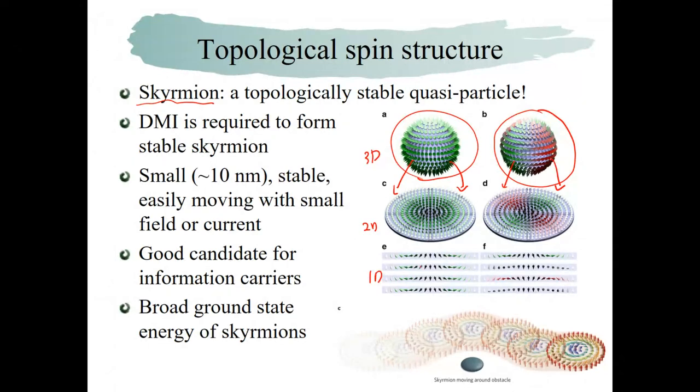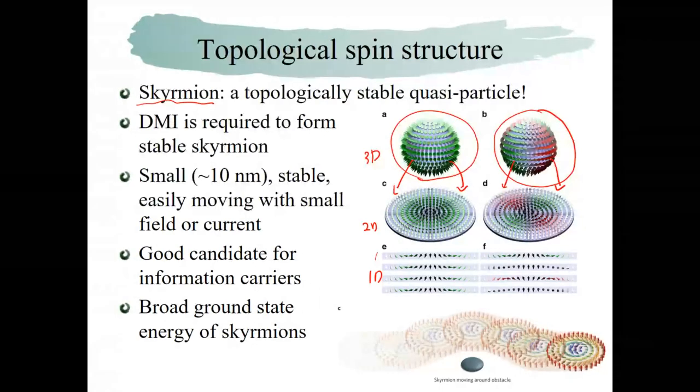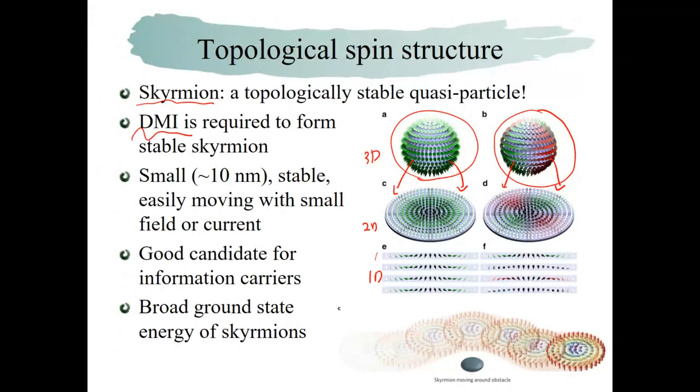And the 1D structure consists of a 3-domain structure with 2 domain walls with the same chirality. So this structure is what we call the skyrmion. And this kind of skyrmion can be formed because of the DMI. And what's the importance of this skyrmion? The skyrmion size can be very small, on the order of 10 nanometers.